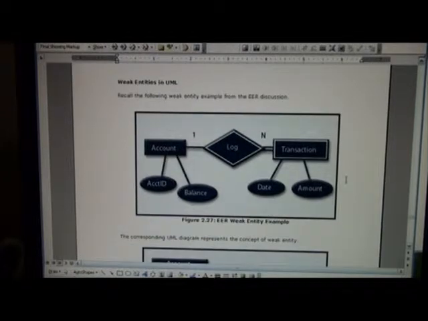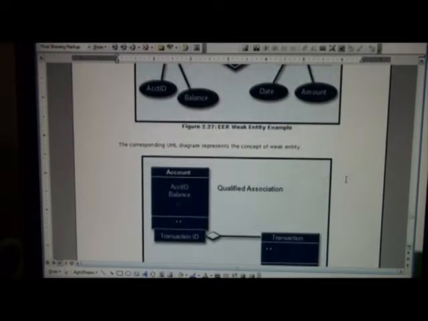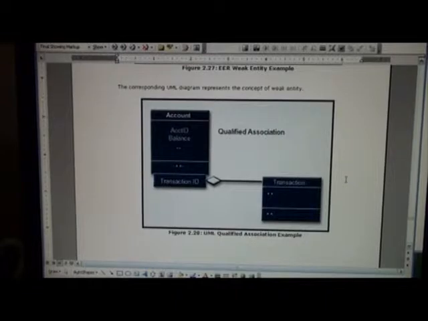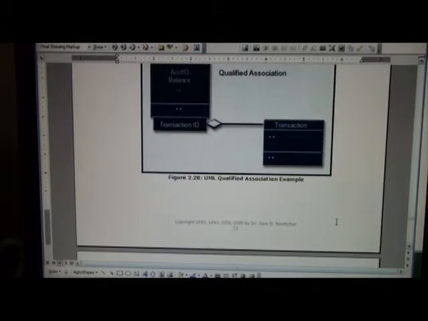There's an example we had seen before for weak entities. In UML diagrams, we would show the weak entity as transaction ID, kind of hanging off the class. Use a diamond with a line to show a particular transaction. So this is known in UML as a qualified association, as a way of doing weak entities.